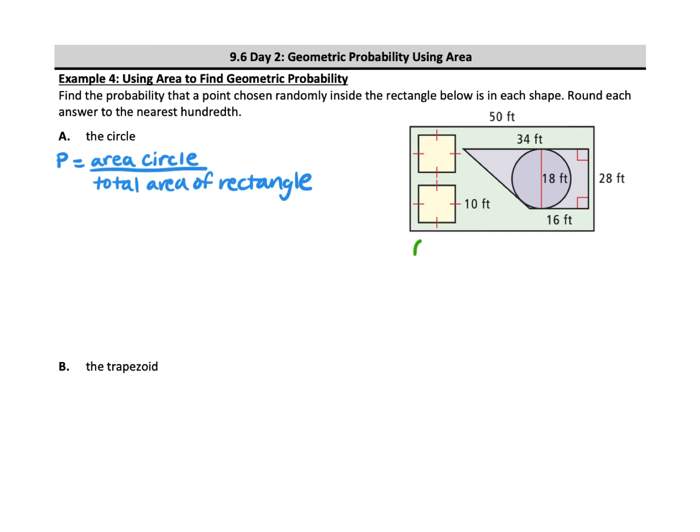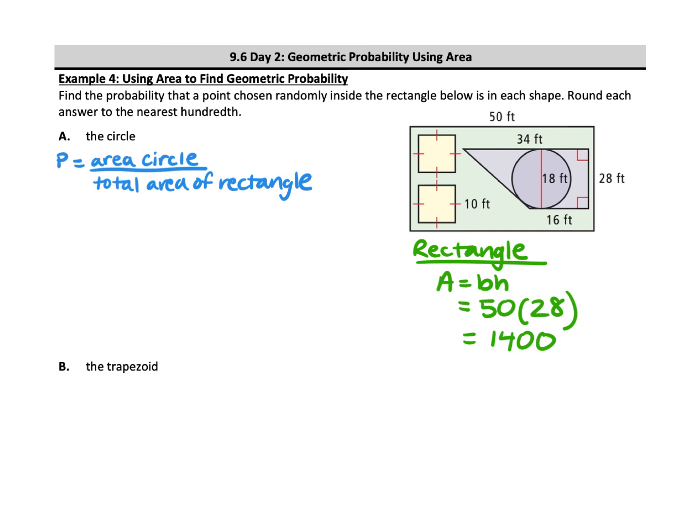For the rectangle, the area is base times height. That's our formula. And here, the base and height are 50 and 28. So we're going to take 50 times 28, which is equal to 1,400.